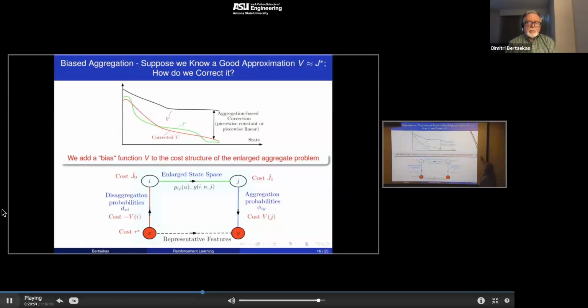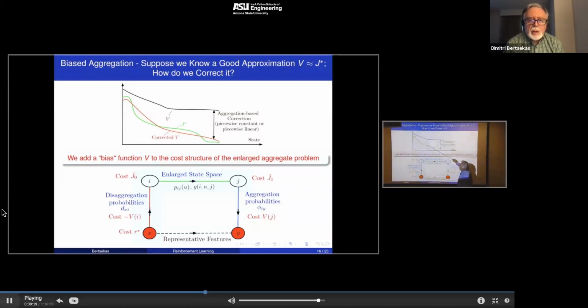Suppose you already have a good approximation of J star. Aggregation aims to approximate J star, but if you already have a good approximation V, you may want to build on it and correct the approximation rather than start from scratch. Standard aggregation, the way I have presented it, corresponds to V equals 0, okay?